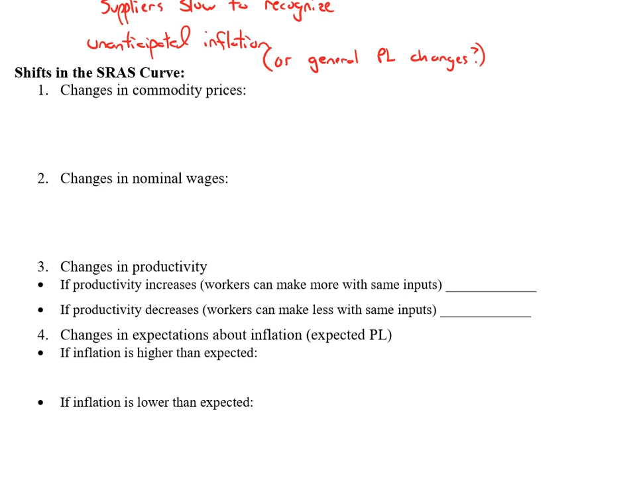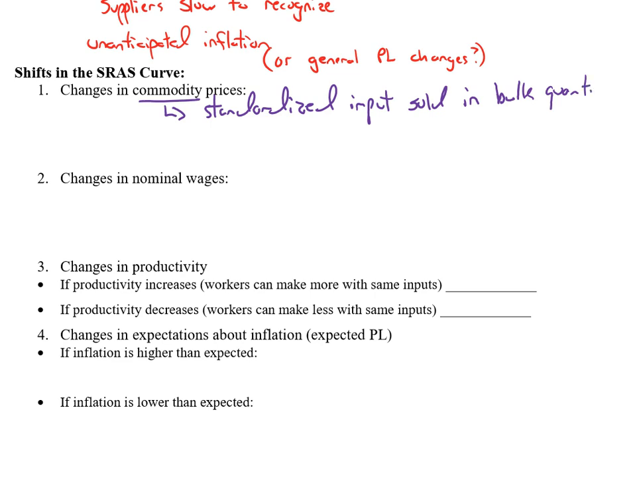The first one is a change in commodity prices. I just want to define commodity really quickly here. This is going to be a standardized input sold in bulk quantities.